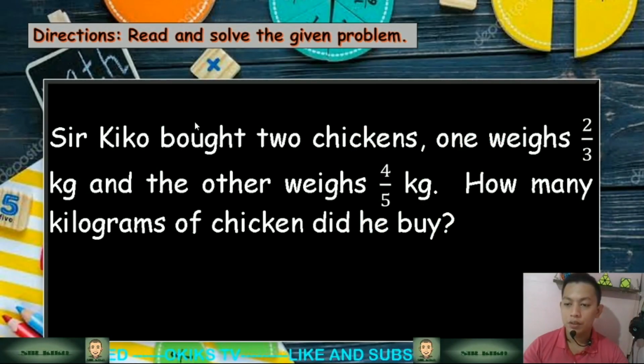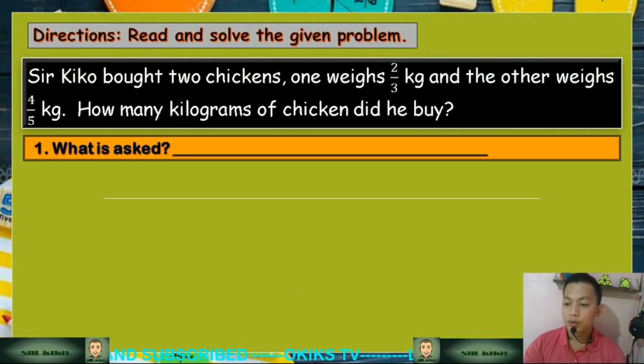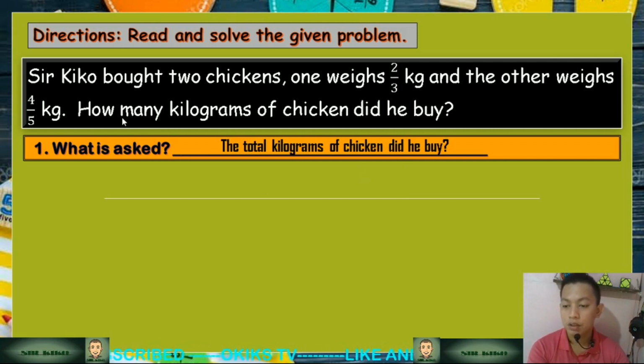Okay, so let's try to apply our skills in adding fractions to problem solving. Now, here is the problem. Sir Kiko bought 2 chickens, one weighs 2/3 kilogram, and the other weighs 4/5 kilogram. How many kilograms of chicken did he buy? Now, here are the questions. What is asked in the problem? What is asked in the problem is the total kilograms of chicken he bought.